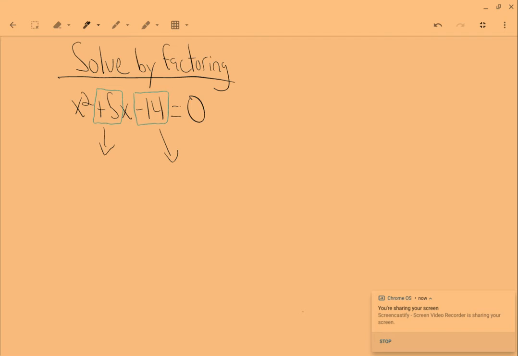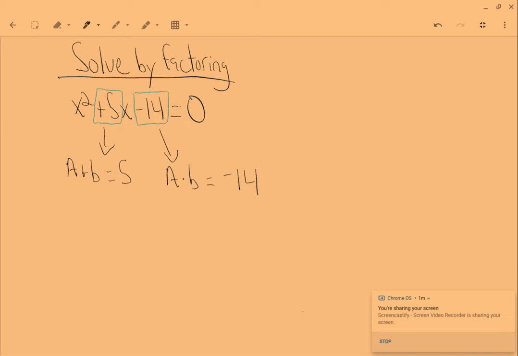We need to come up with two numbers A and B whose sum is equal to the linear coefficient, so A plus B equals 5, and whose product is equal to the constant term, so A times B equals negative 14. So two numbers that add up to 5 and multiply to negative 14.